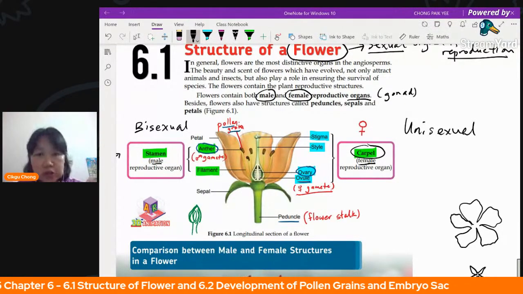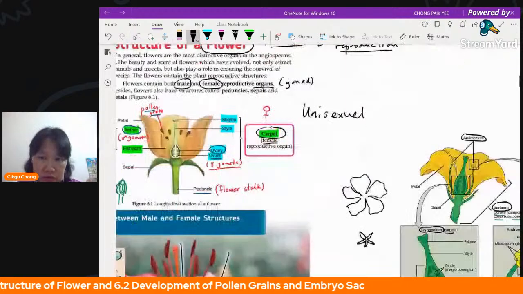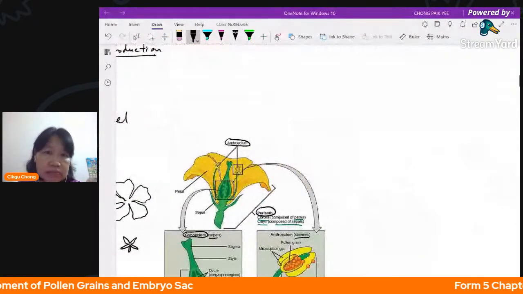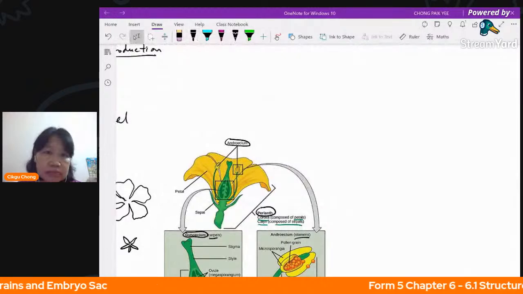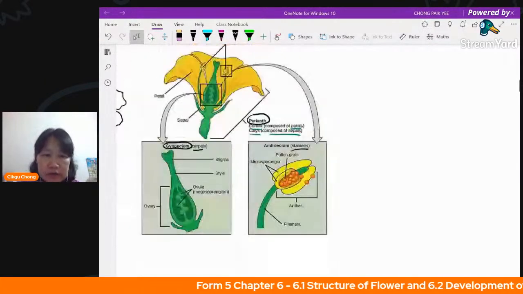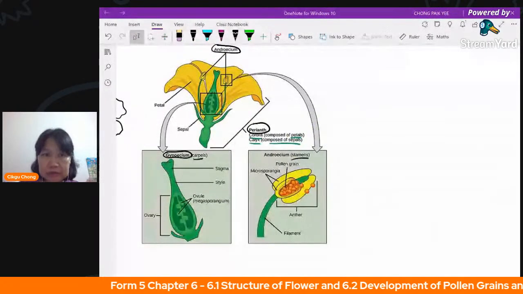Now let's start drawing. As a bio student, you cannot run away from drawing. Some questions ask you to draw, so it's very simple. Do not be afraid of drawing. I'll teach you a very simple way of drawing. So first of all, you start with the carpel.